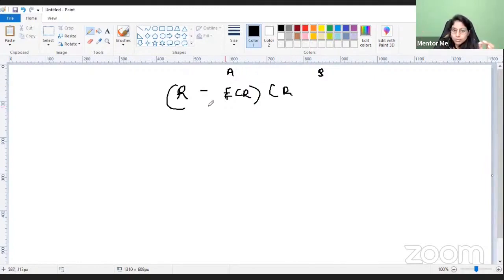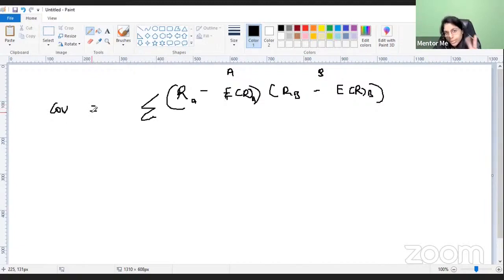Okay, so this would be the return on A security minus the expected return on A security multiplied by the return of B security minus the expected return of the B security. ठीक है, ऐसे करके हम multiply करते जाएंगे and we'll do the sum. Okay, what do we get? We get covariance. So the only difference is that instead of squaring we are multiplying the two. Rest it is similar to variance only, the formula.